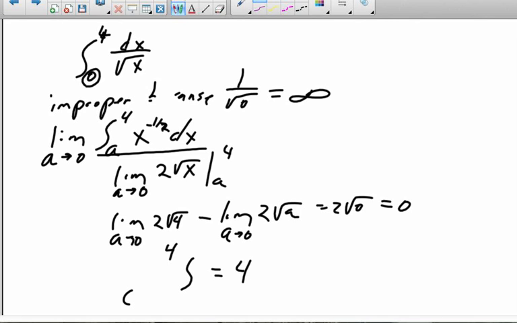So this thing converges, because I have a finite limit, and you've actually already evaluated what it is too by getting this. Okay, let's work another couple of examples here.